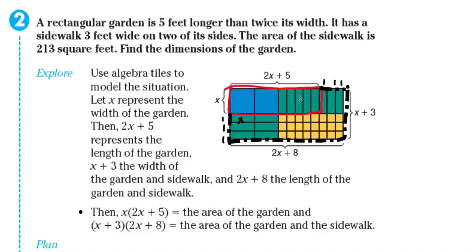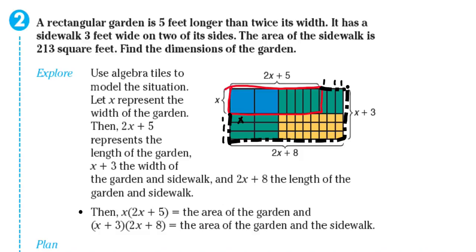So if we want to get the area of our small rectangle, which is our garden, it'll be x times 2x plus 5. Logical, right? Area equals length times width. And if we want to find the area of our big rectangle, it's going to be x plus 3 times 2x plus 8. x plus 3 times the quantity 2x plus 8.